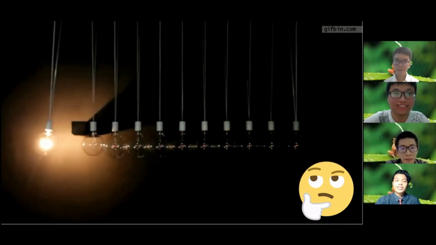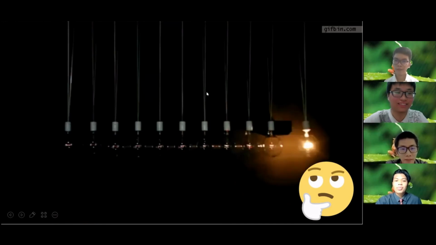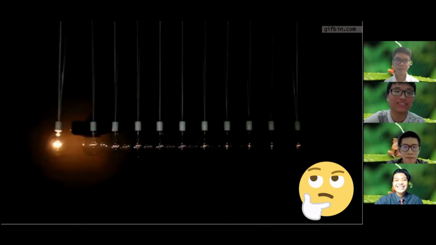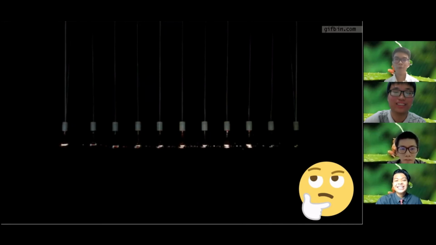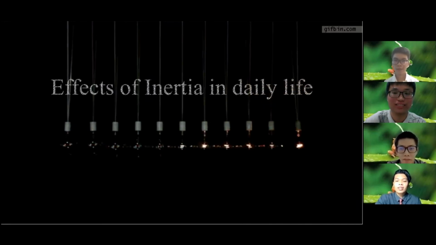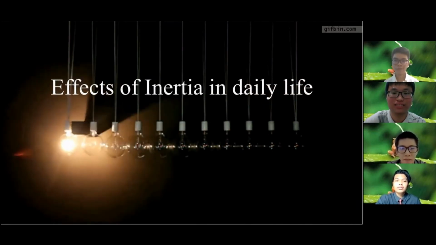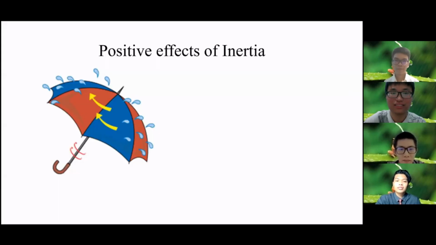So class, why do we want to learn all this? Why do we want to learn about inertia? It's because we want to know what the effects of inertia are in our daily life. First, we have an example showing the positive effects of inertia. As you can see here, this is what we usually do to our umbrella when it's wet. We spin our umbrella vigorously in either direction and then stop it suddenly.